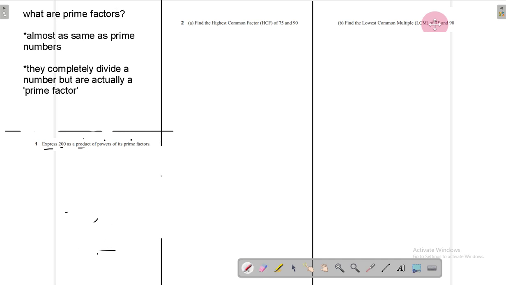Find the highest common factor of 75 and 90. So we're just going to go with both the numbers separately as we did before, divided by 3. Or you can actually divide it by 5 as well, but you can divide it by 3. I'm just doing it with the least number, and 3 into 2 equals 6. 3 into 5 is 15. 5 into 5 equals 25. 5 into 1 is equal to 5.